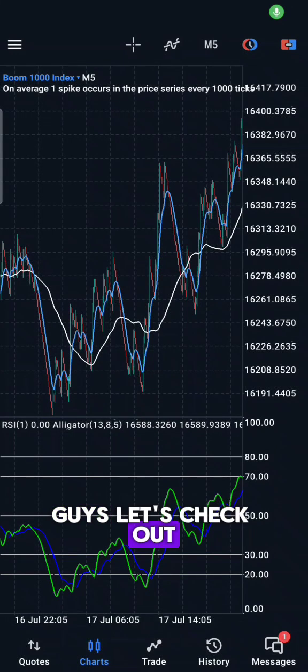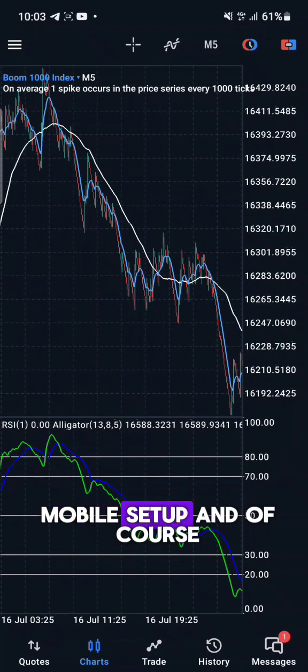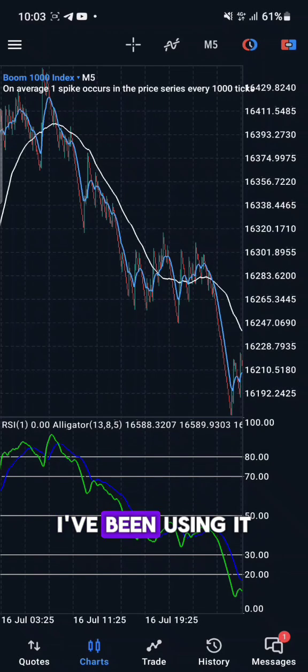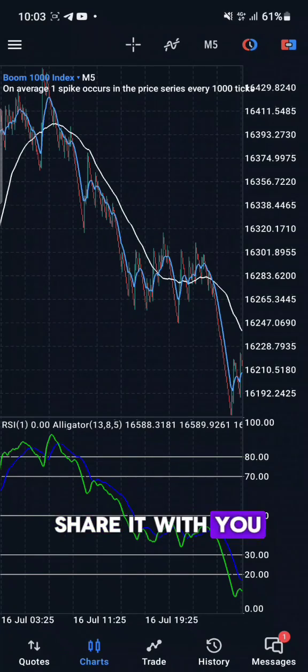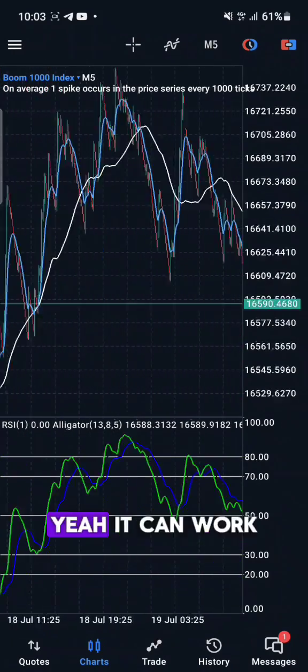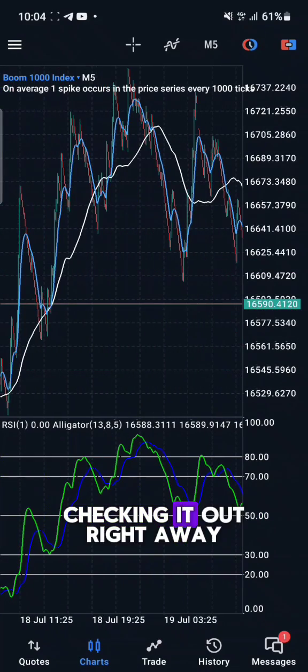Guys, let's check out this mobile setup on 1 minute time frame. It is a simple mobile setup, and of course, if you have been following my videos, you will notice that I've been using it in my videos for a while. I'm going to share it with you right here in this video so that you will understand how it works. Yes, it can work also on 1 minute time frame. We will be checking it out right away.